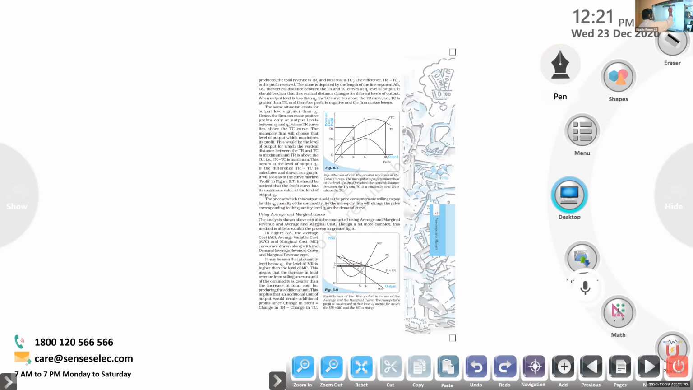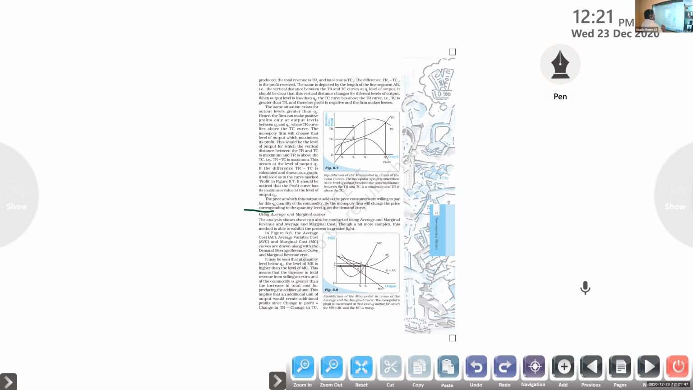So for the last class we discussed up to here. Now today we want to start here, using average and marginal curves. Using averages and marginal curves. That is related with the cost of production. So you can see a number of curves here: MC curve, marginal cost curve, AC curve, average cost curve, and demand curve, which is equal to average revenue, and the marginal revenue curve is here.